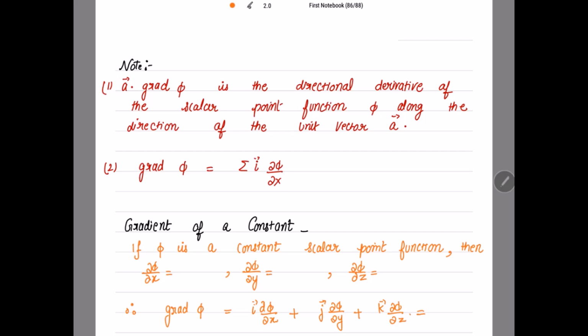Now the last one is the gradient of a constant. If phi is a constant scalar point function, then what is del phi by del x? Your phi is constant, so obviously del phi by del x is 0. Del phi by del y is also 0. Del phi by del z is also 0. So from here, what is the value of grad phi? Grad phi is i del phi by del x plus j del phi by del y plus k del phi by del z. Now each of these is 0, so grad phi will be 0.